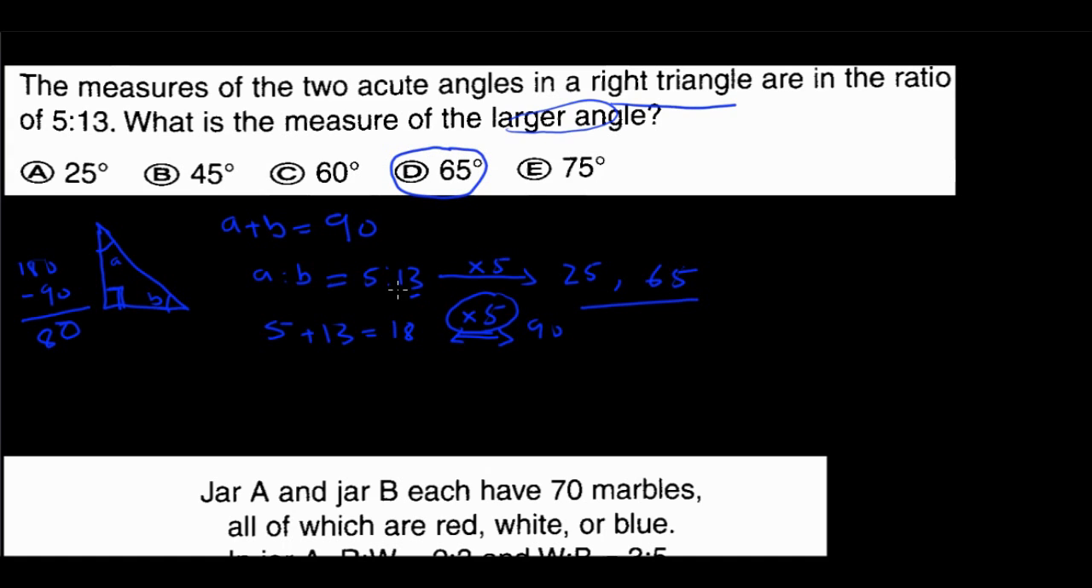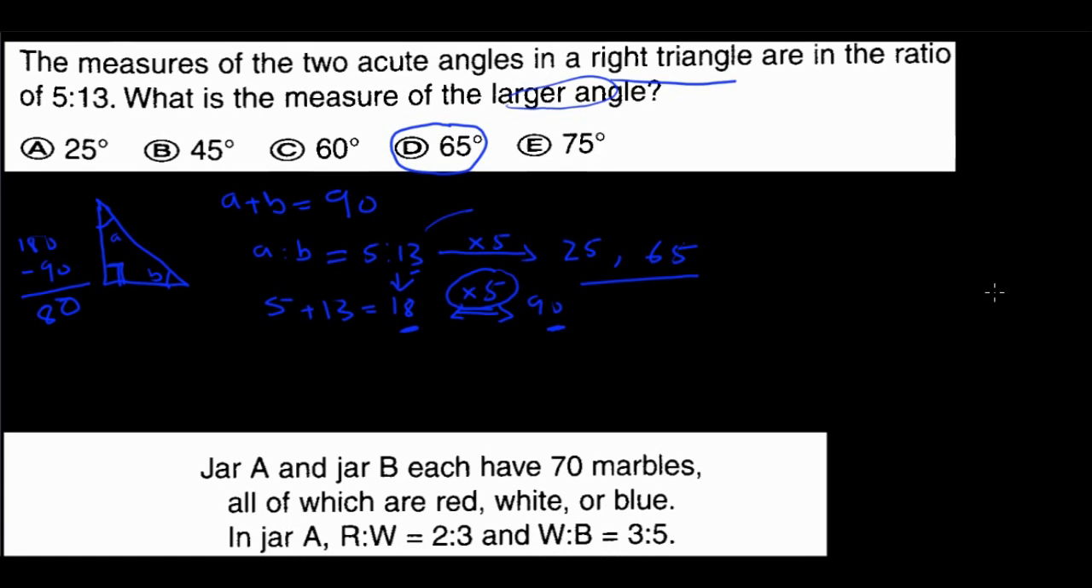So again, this conversion is important. Using 5 and 13, you find 18 to be the unit that represents the total in this case, which was 90. Then you can find your multiplier, which is 5, and use that multiplier to back out your actual angle measures.